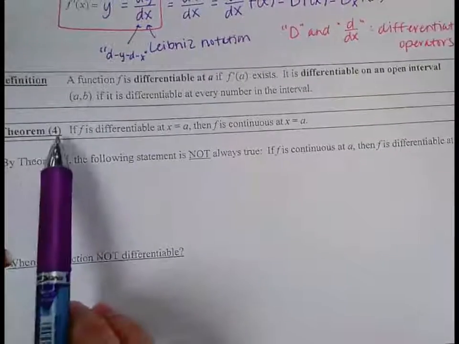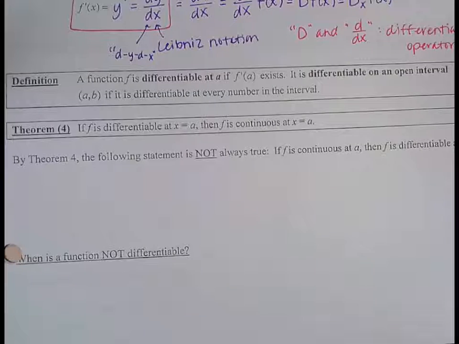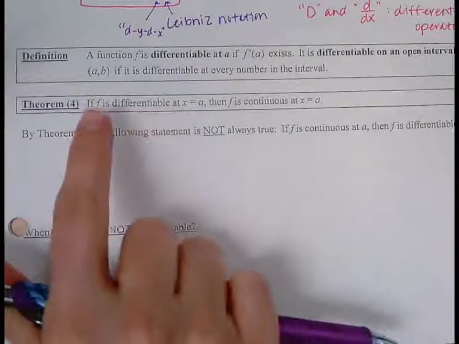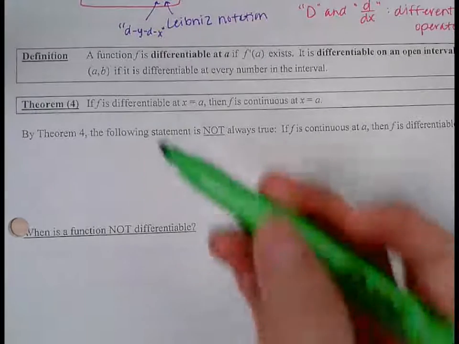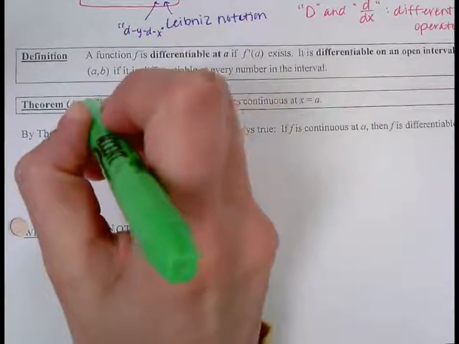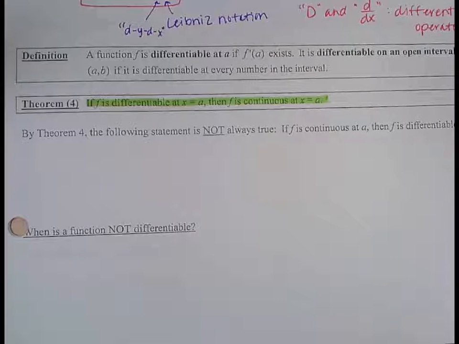I put theorem 4 in parentheses just because in the book, if it references theorem 4 in any practice problems, this is the theorem it's talking about. The theorem itself doesn't have a specific name. But it is an important theorem because it shows the relationship between differentiability, so the derivative existing, as well as continuity that we talked about in 2.4. It's an extremely important idea. If f is differentiable at x equals a, then f is continuous at a.